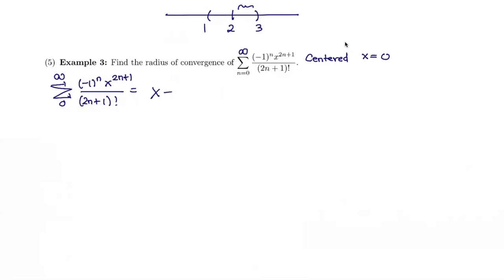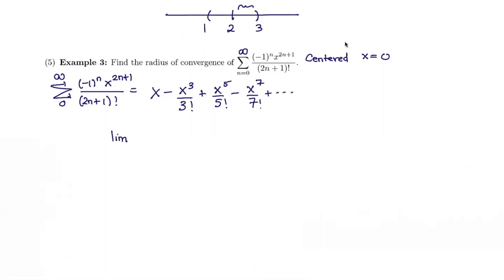The next term will be minus x cubed over 3 factorial, plus x to the 5th over 5 factorial, minus x to the 7th over 7 factorial, and it continues indefinitely in that vein. And we want to determine the values of x for which this is going to converge. So our main tool is the ratio test.